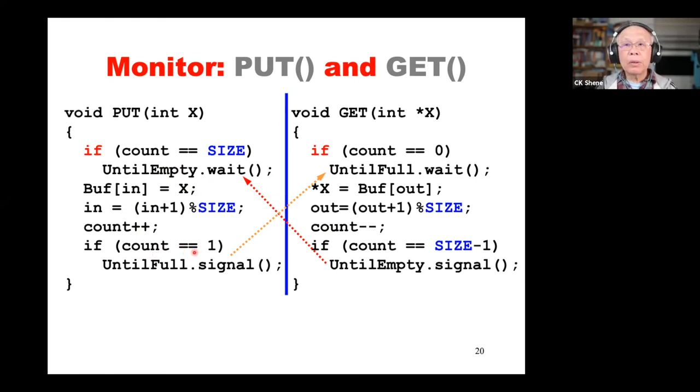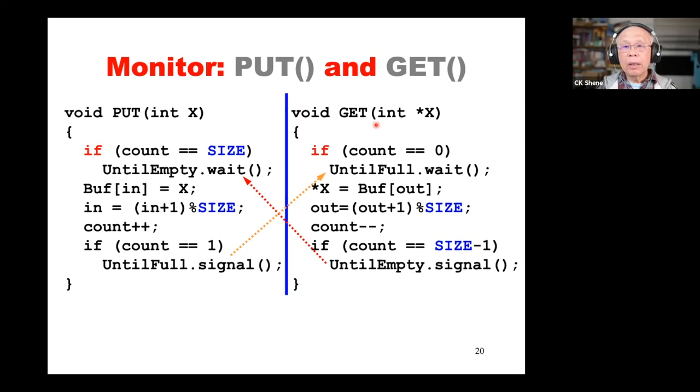Now don't forget this one. Count equals one means this is the first producer. If this is the first producer, it has the responsibility to signal until not empty, because there could be some consumers waiting there. When the consumer sees the value of count is zero, which means the buffer is empty, that consumer waits on the condition variable until not empty. So this first producer will signal until not empty. Now, what if when this first producer adds information into the buffer and signals, there's no consumer there? It's fine because the signal is lost as if it never happened. Okay, so this is different from what we have learned in the solution by semaphore.